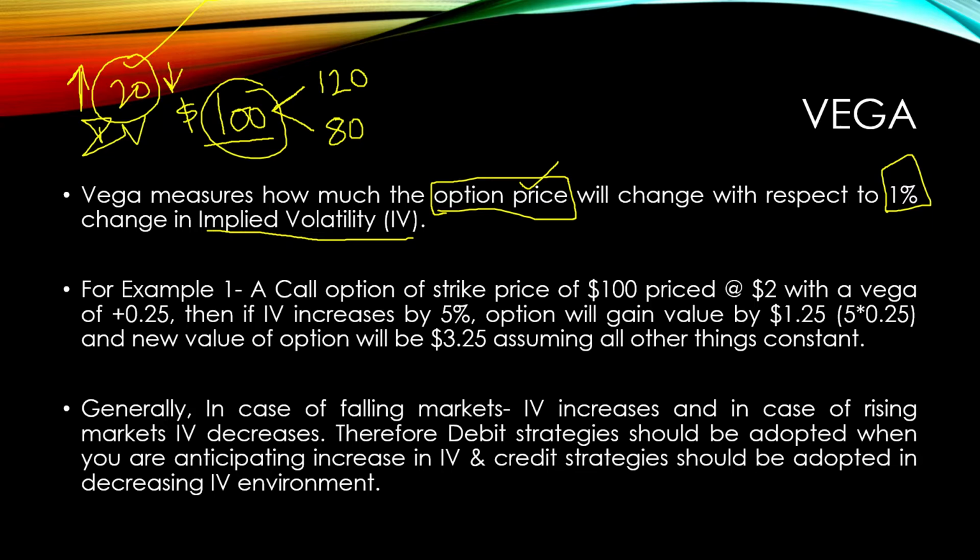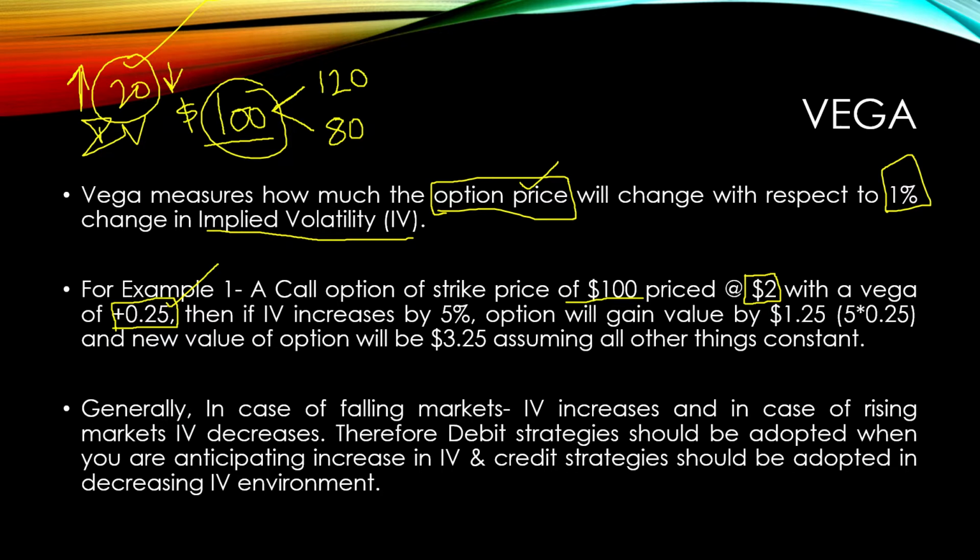For example, if I bought a call option with a strike price of $100 and this option is currently trading at $2, the option trading software is showing a Vega of positive 0.25. So in this video we are going to understand what this 0.25 means. So what does it mean?